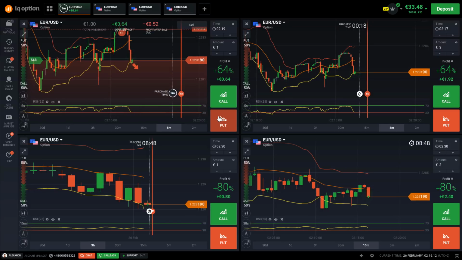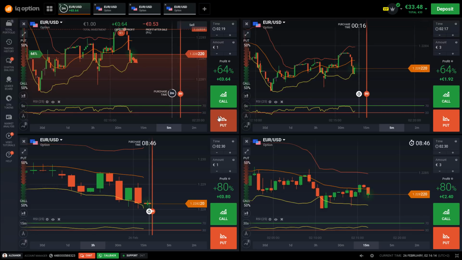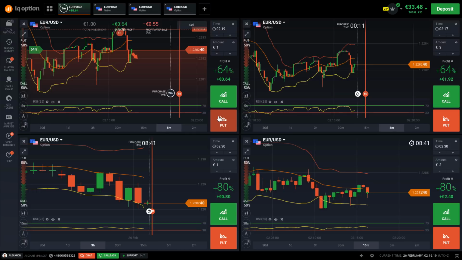So now it came down nearby the bottom RSI for the 5 seconds. So now it's bouncing back again.